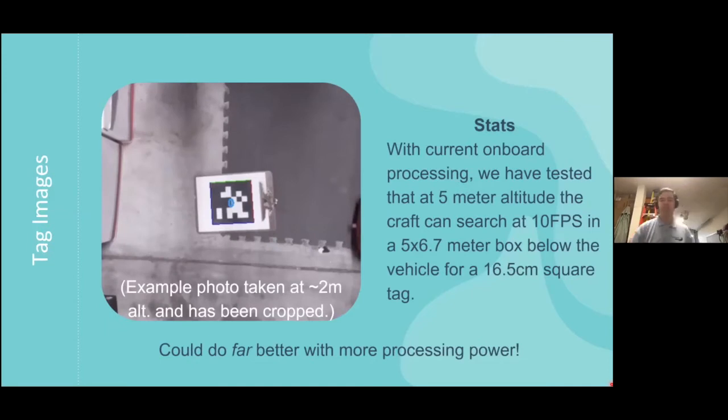With the current onboard processing of the Raspberry Pi, we are able to read in a 640 by 480 resolution, which at a 5-meter altitude gives us a 5-meter deep by 6.7 meter wide box below the vehicle, in which we are searching for this 16.5 centimeter square tag. If we had more processing power, we could read higher resolutions and get significantly better ability to recognize the tag at distance, at higher search altitudes. At the moment, though, the highest search altitude we're able to detect the tag at is 7.2 meters.